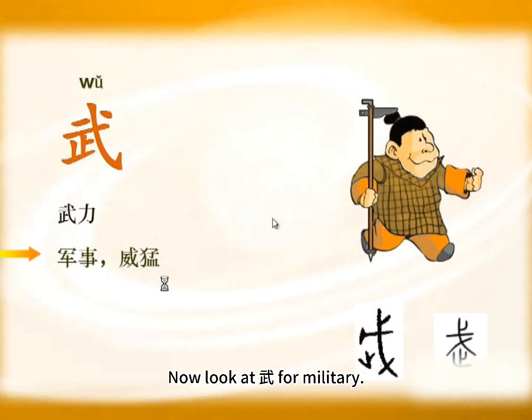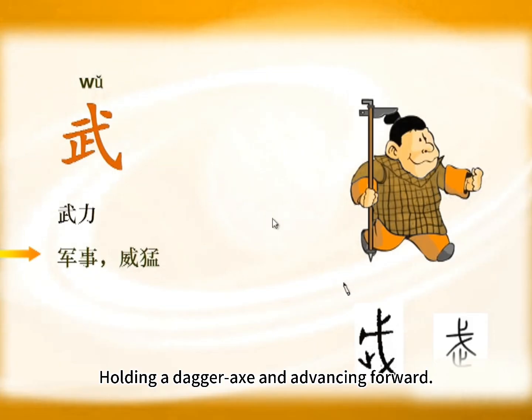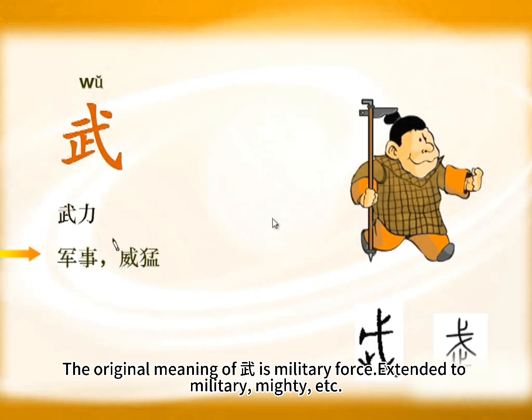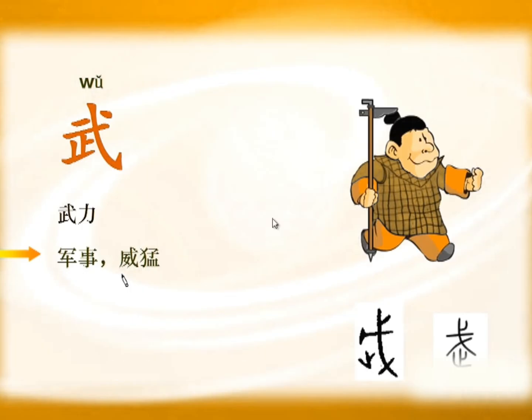Now look at Wu for military. Below is a foot. Above is a dagger axe, holding a dagger axe and advancing forward. The original meaning of Wu is military force, extended to military, mighty, etc.